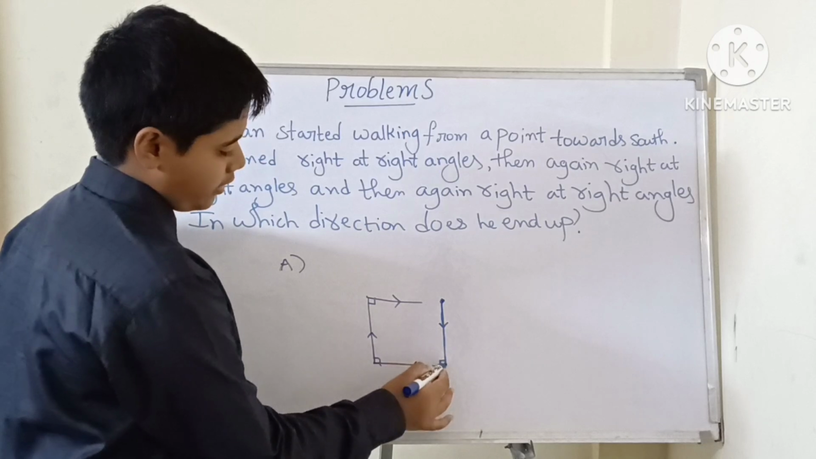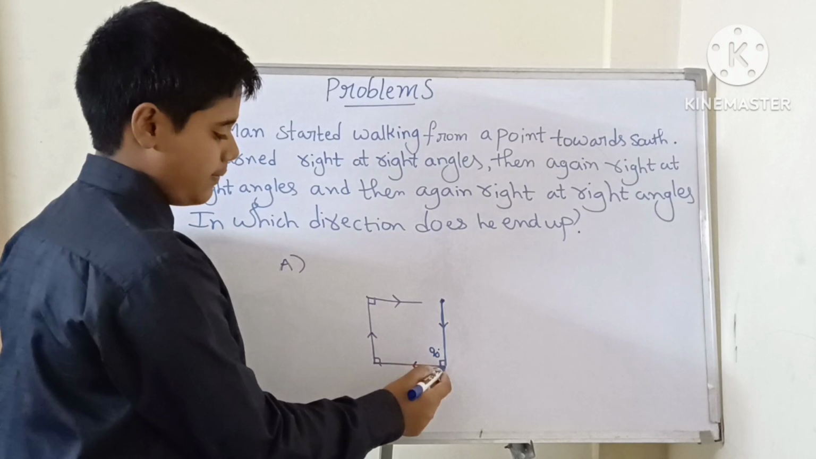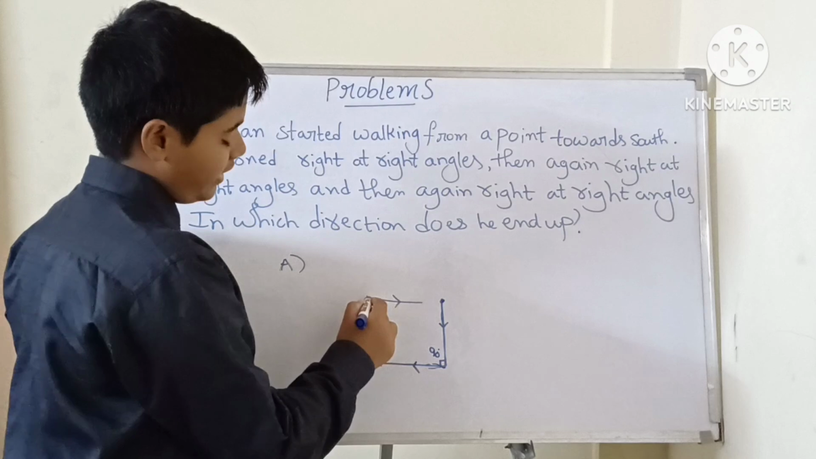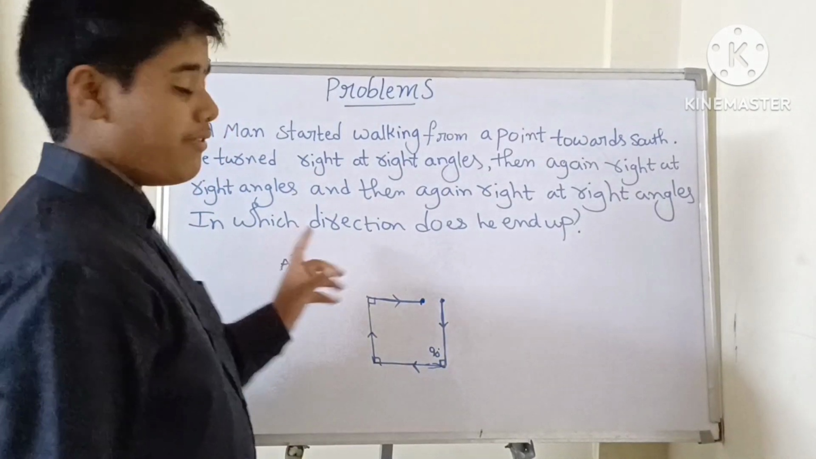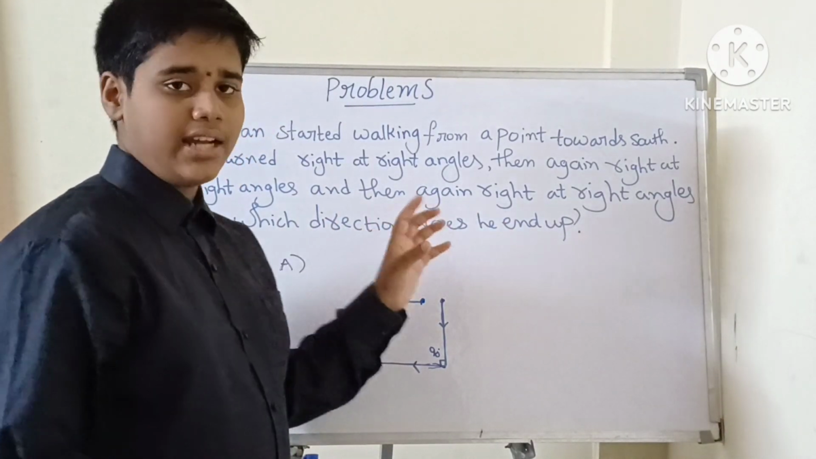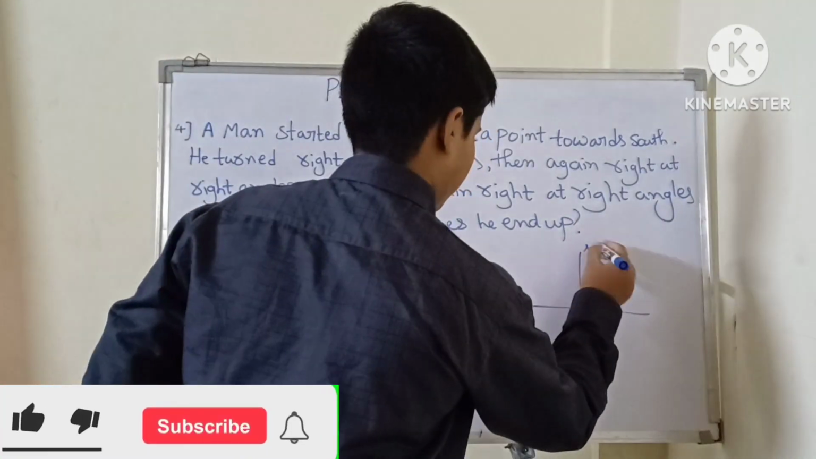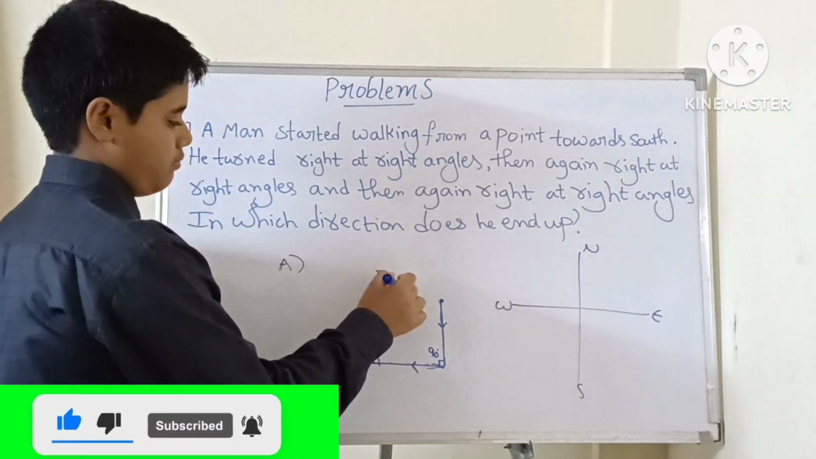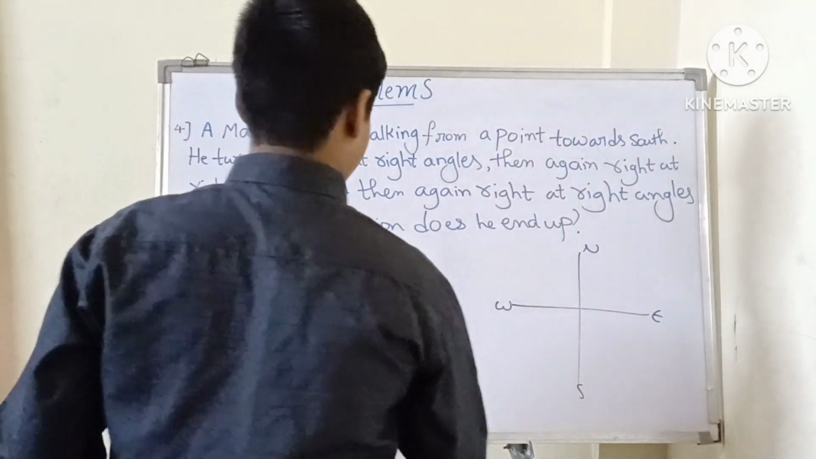Towards south he went and took a right at a right angle. Right angle means nothing but 90 degrees, and went on. Again he took a right and went on. Again he took a right at a right angle. And this is the ending point. And they are asking in which direction does he end up, which means, what is this direction? North, south, west, east. What is this direction? East.